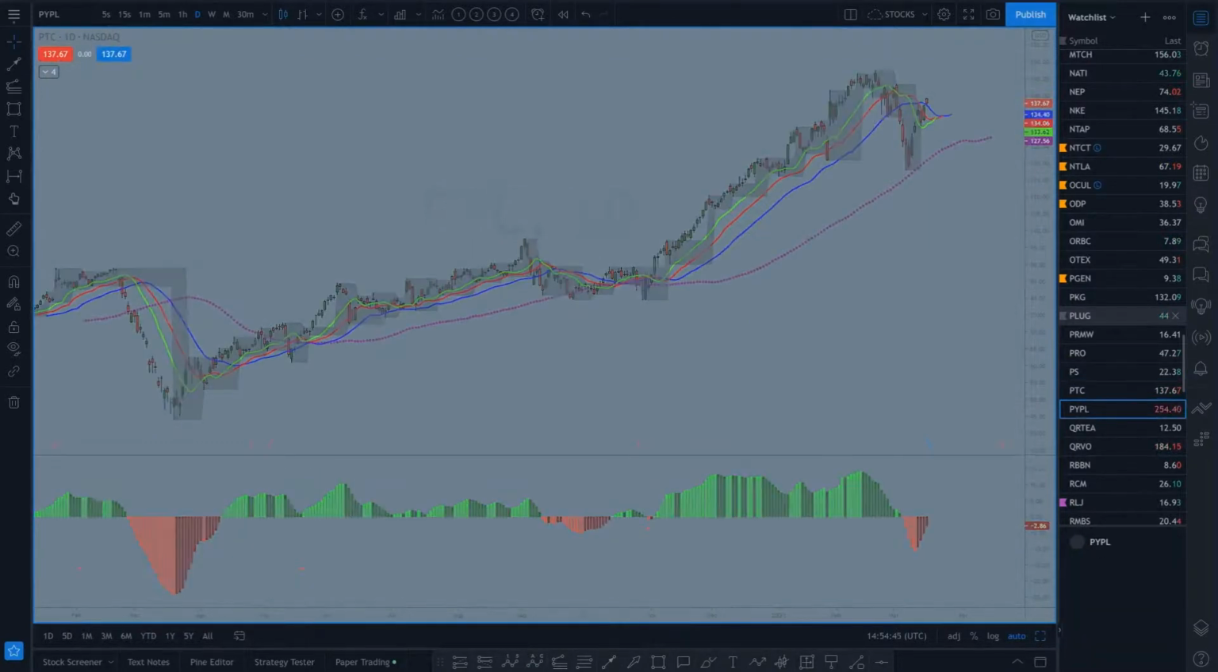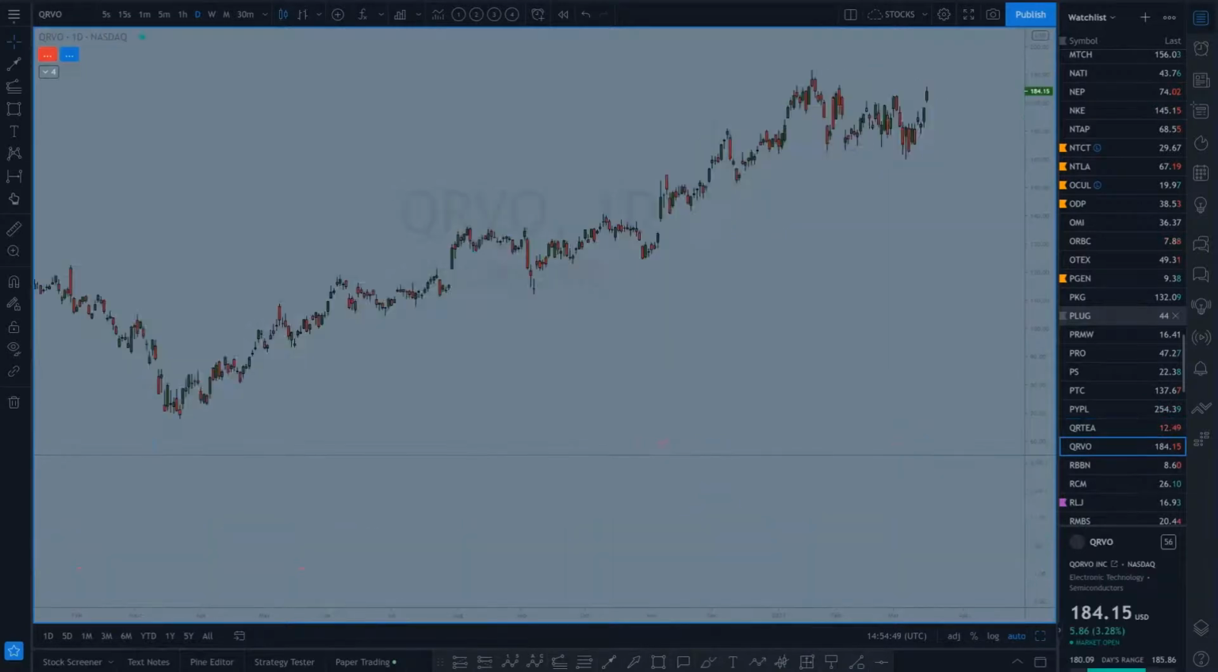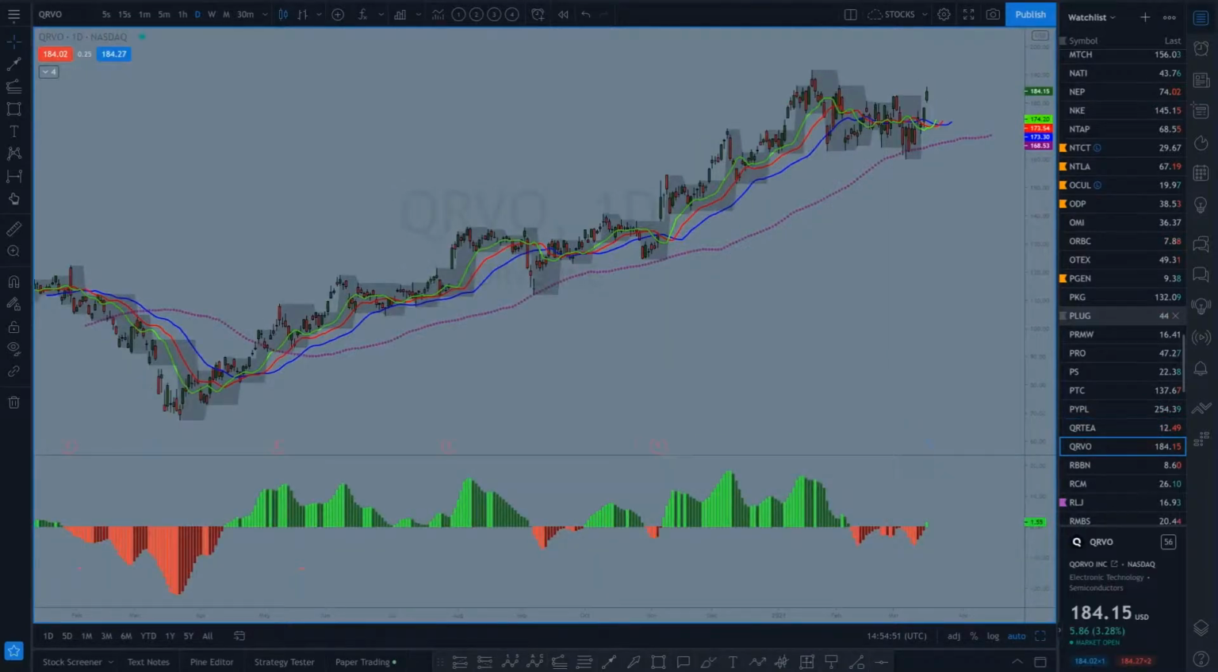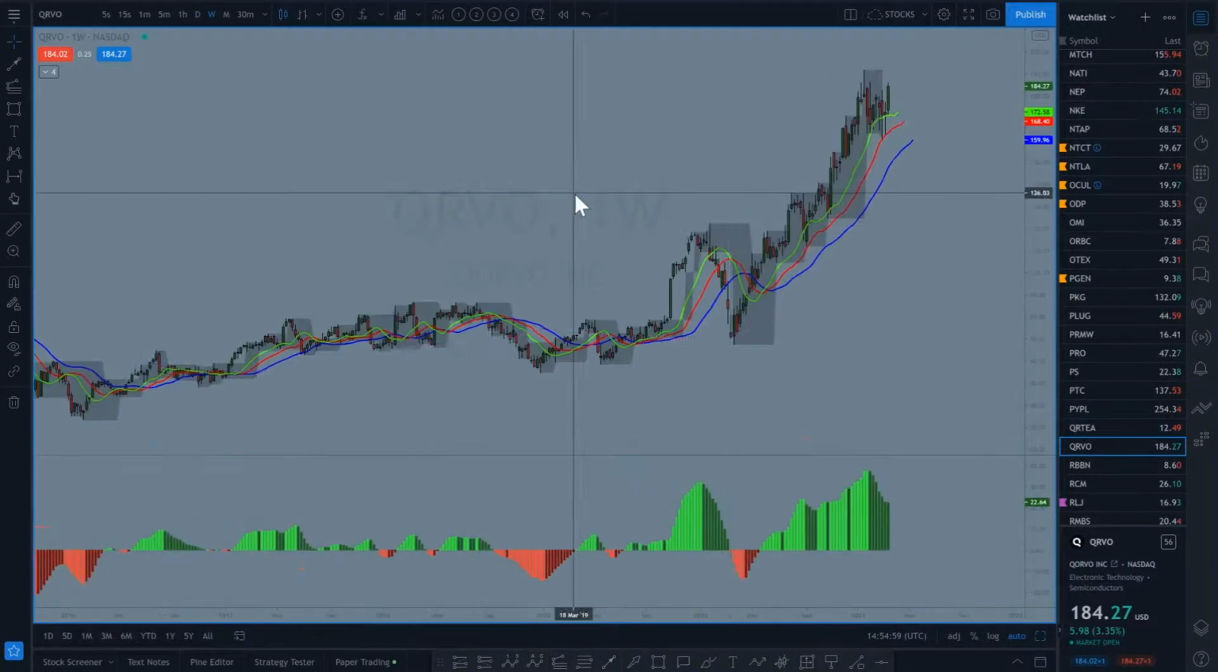PS, BTC, PayPal. This one is breaking. Box is big, risk is high, but it could go. Let's check the weekly chart. Weekly chart is quite extended. So there's a chance that it might do boom down again.